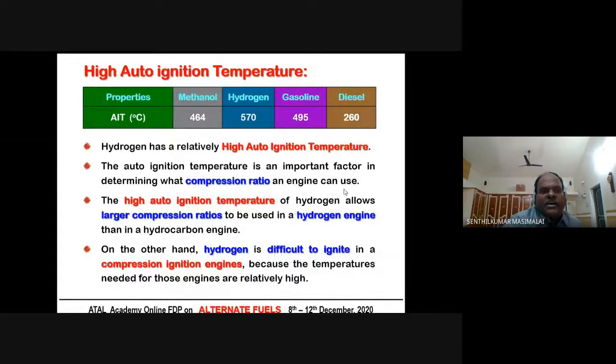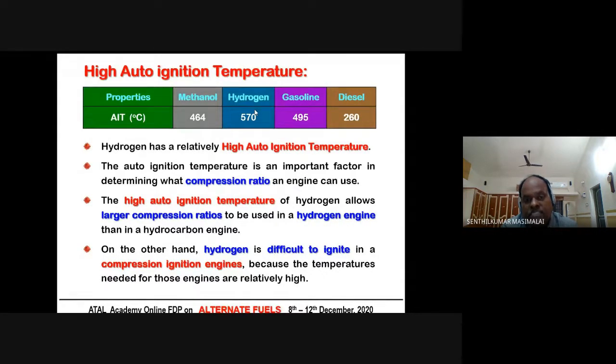So regarding the auto ignition temperature, I told you clearly. Hydrogen has a very high auto ignition temperature. The advantage of this high auto ignition temperature is that in a spark ignition engine, we can increase the compression ratio. For example, the existing compression ratio is 9. The 9 can be increased to 12 if you want to use hydrogen in that engine. With 12, you can use hydrogen without any knocking problem.